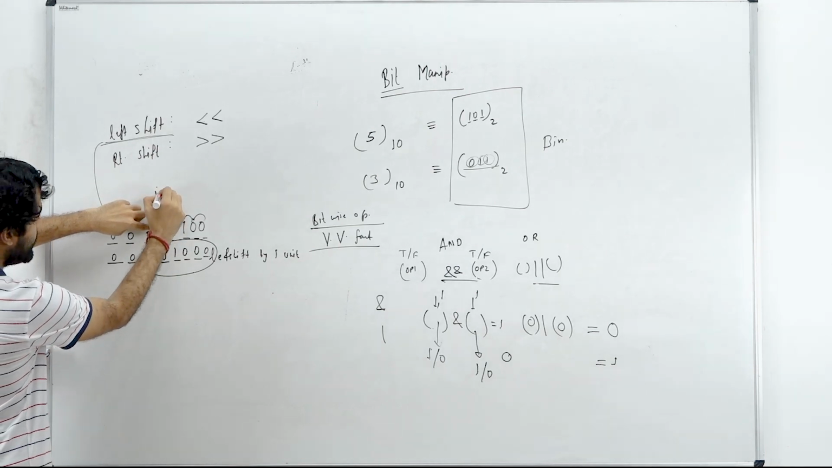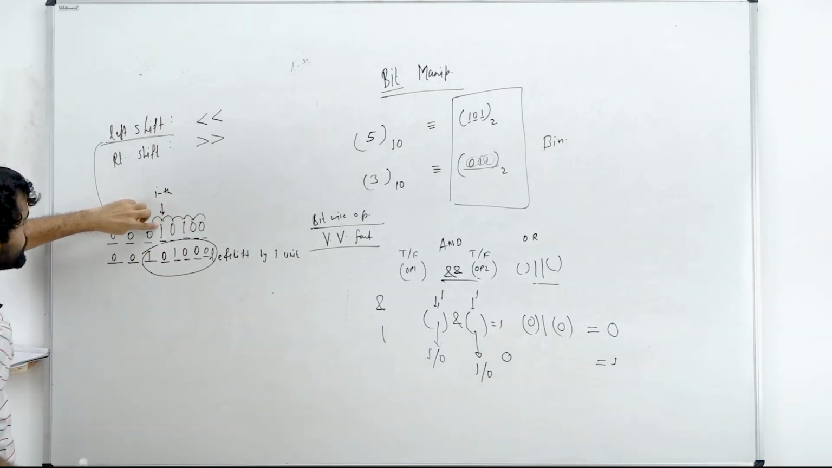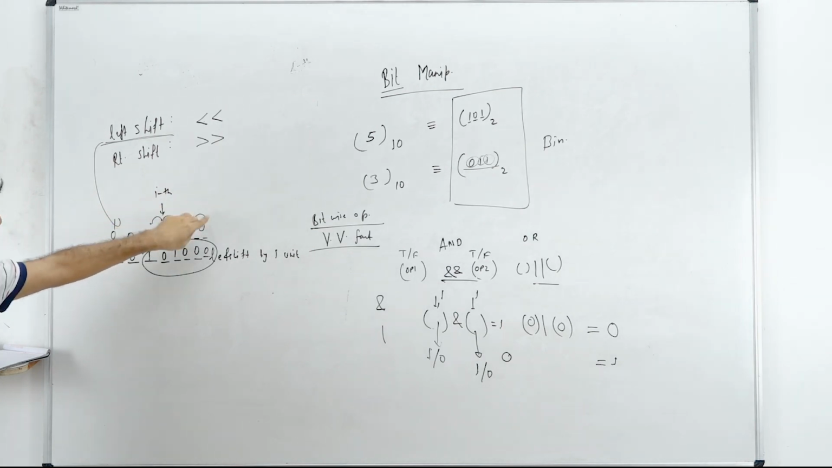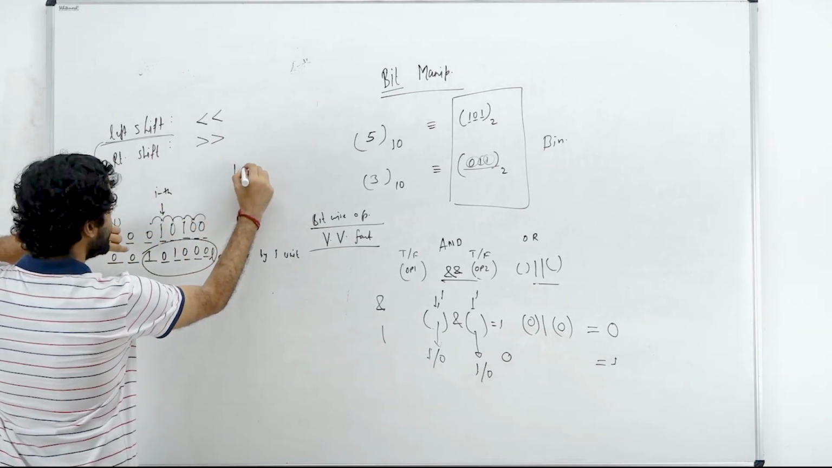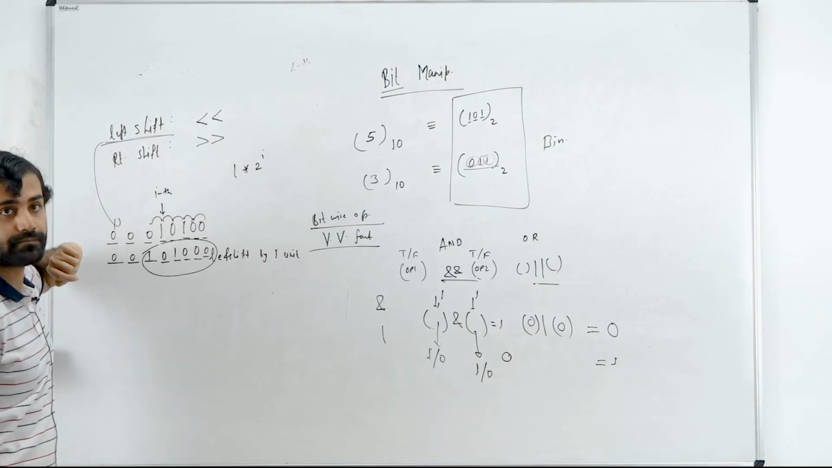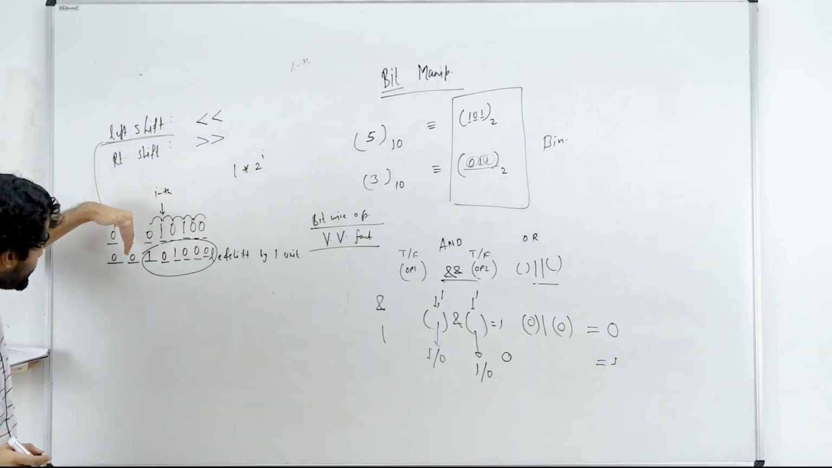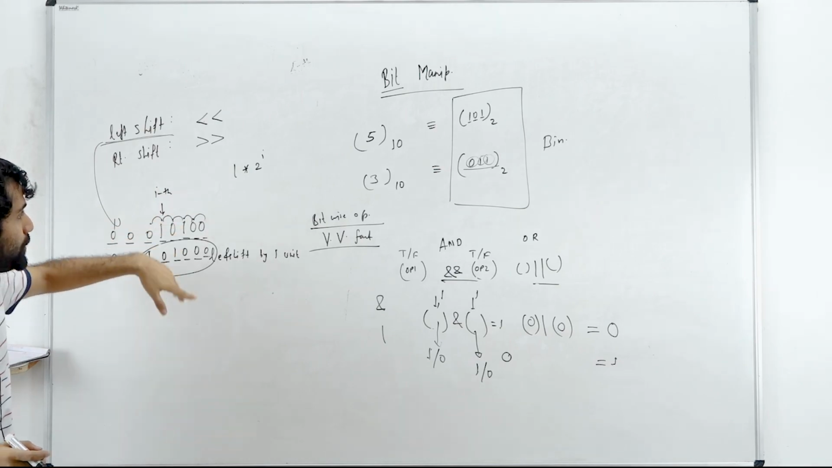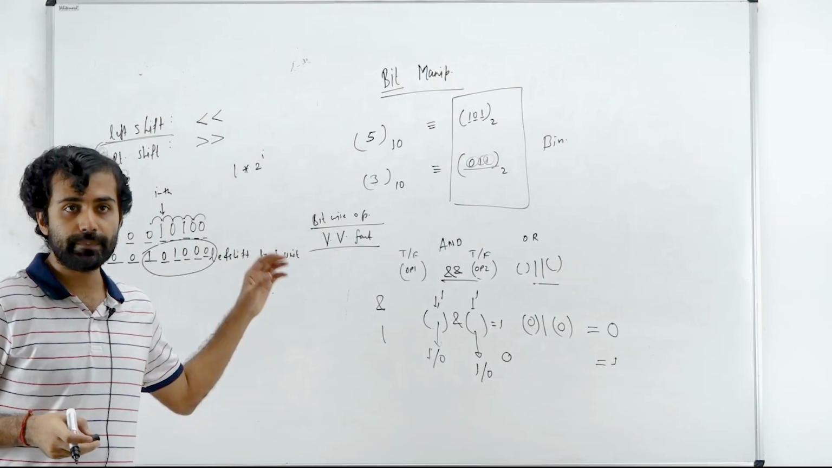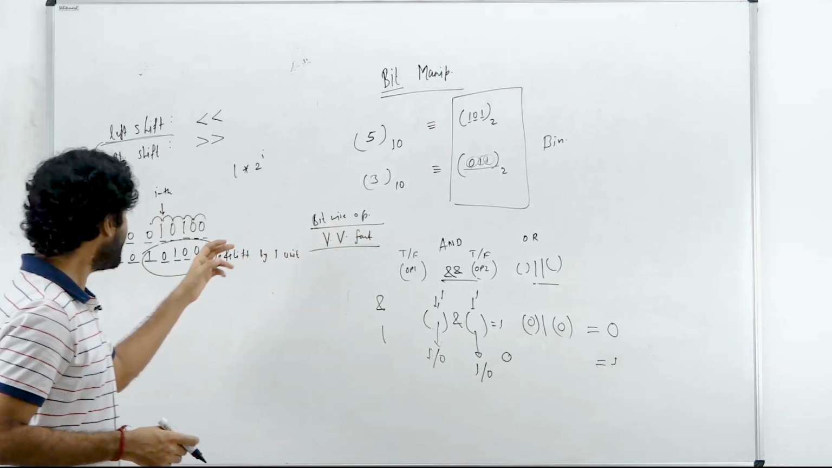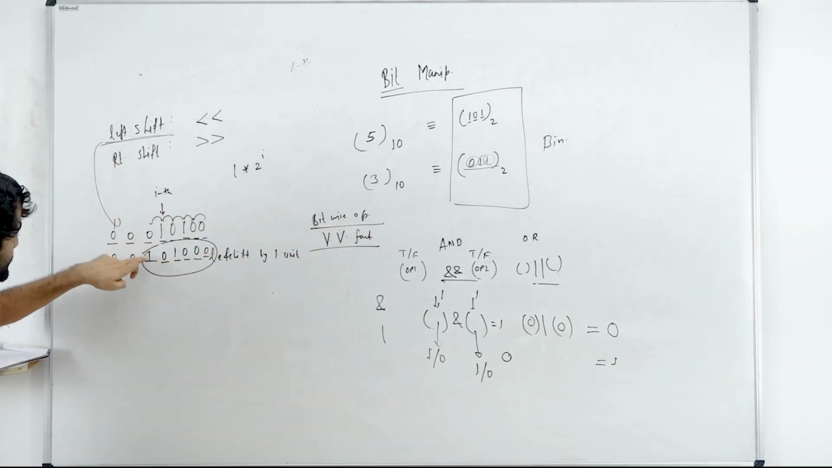Everyone listen to me very carefully. If this one was present at the ith bit, then its contribution in the total value of the number was 1 into 2 raised to power i. Correct? Now once it has been shifted by 1 unit, can you tell me the new contribution? It should be 1 into 2 raised to power i plus 1, because it has been shifted from the ith place to the i plus 1th place.